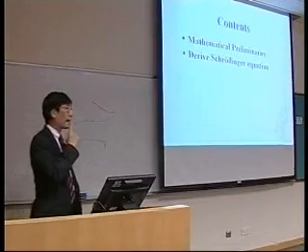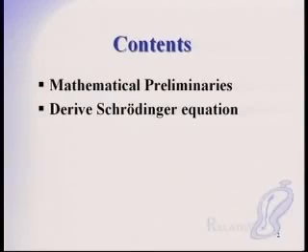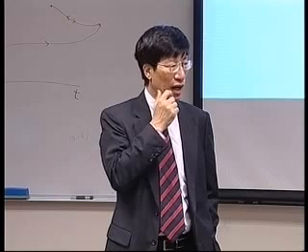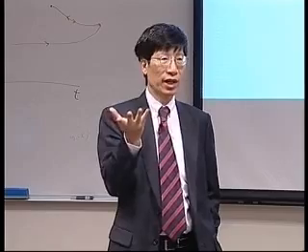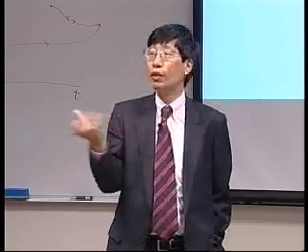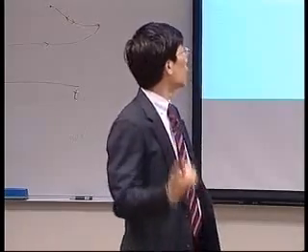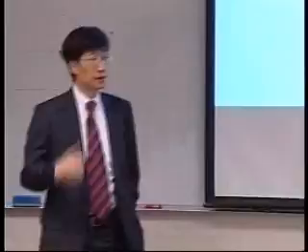And I will do this in 2 steps. One is just to go through some mathematical preliminaries. In fact, these have been assigned to you as homework. So I will be rather quick about this and just point out the key features so that we have some formulas that we can use. And then secondly, I will use those formulas to derive the Schrödinger equation. Okay?